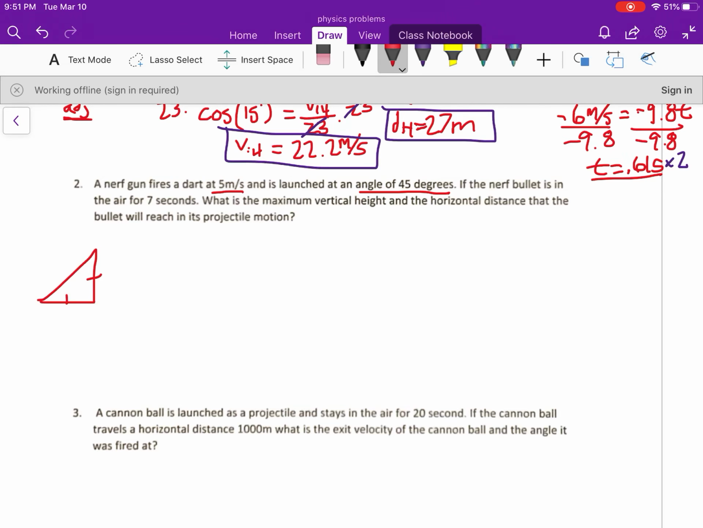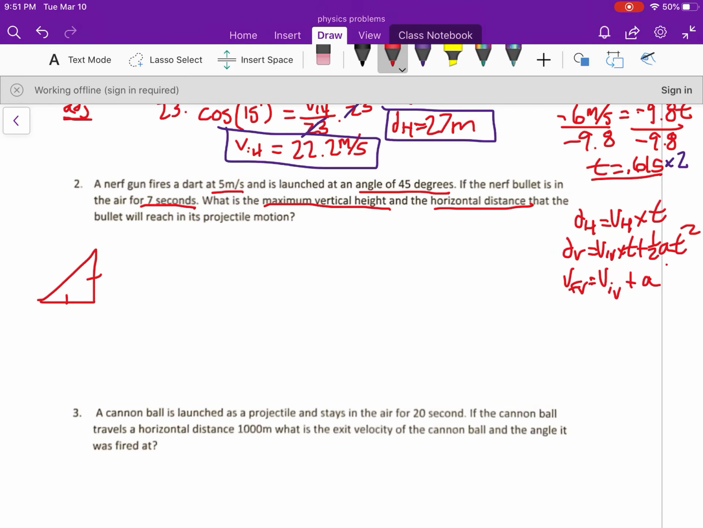If the Nerf bullet is in the air for 7 seconds, we want to find the max vertical height and the horizontal distance that the bullet will reach in its projectile motion. So again, I have my 3 equations. DH equals VH times time. DV equals VIV times time plus 1/2 AT squared. And VFV equals VIV plus AT.